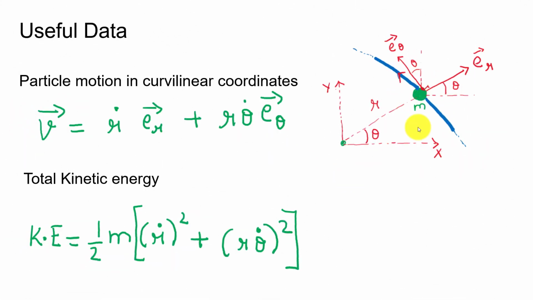Assume that you have some mass, shown in green color. It is at some distance r, and based on these coordinates, it is at inclination theta. So its motion will be governed by this r and theta. You can represent that motion using two unit vectors, e theta and e r. Using these vectors, you can represent the velocity in this particular form. You can check out the NPTEL lecture about how we arrive at this formula for velocity. Using this velocity, you can derive the kinetic energy of the particle. Let's see how we derive this kinetic energy from this velocity.